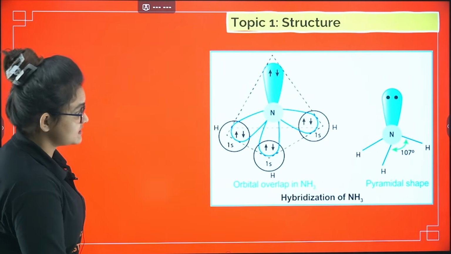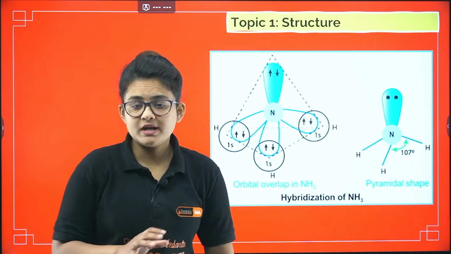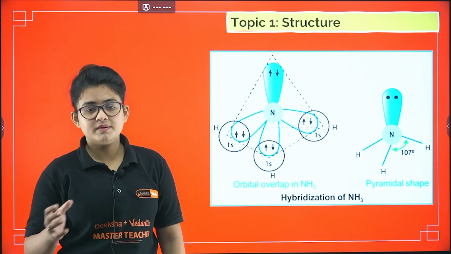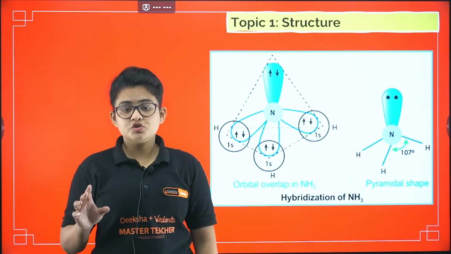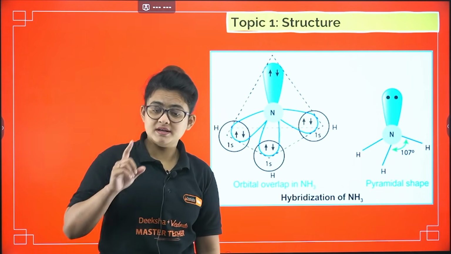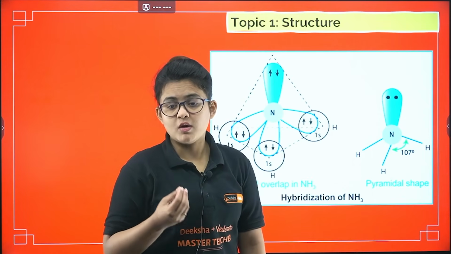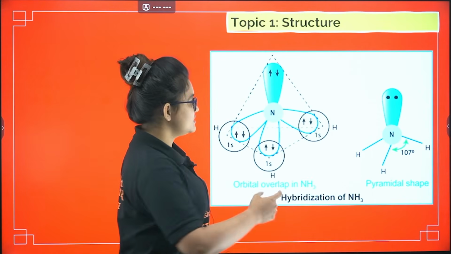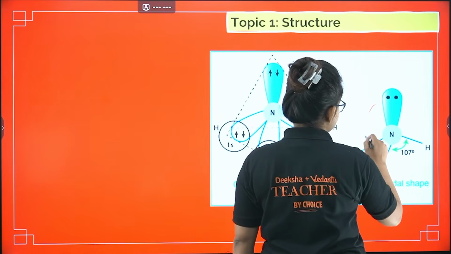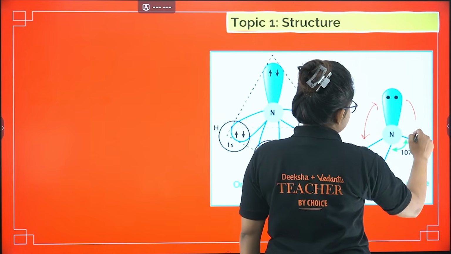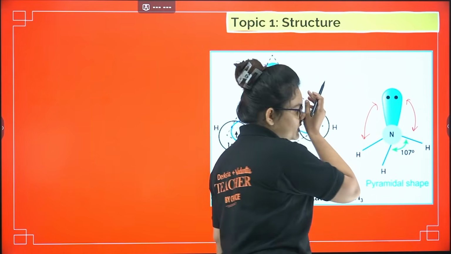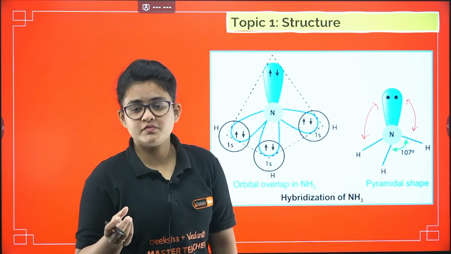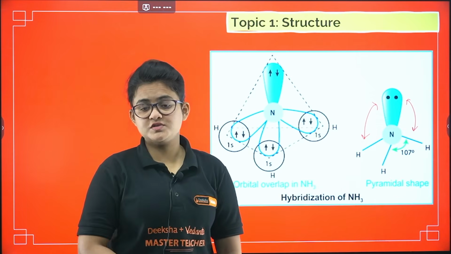As you can see, structure of ammonia. So what happens, it's a tetrahedral geometry, but actually bond angle should be 109.5 degree, but it doesn't happen for ammonia. Why? Because of the lone pair bond pair interaction. So this lone pair and the bond pair, they repel each other. As a result of this, the bond angle reduces from 109.5 to 107 degree.